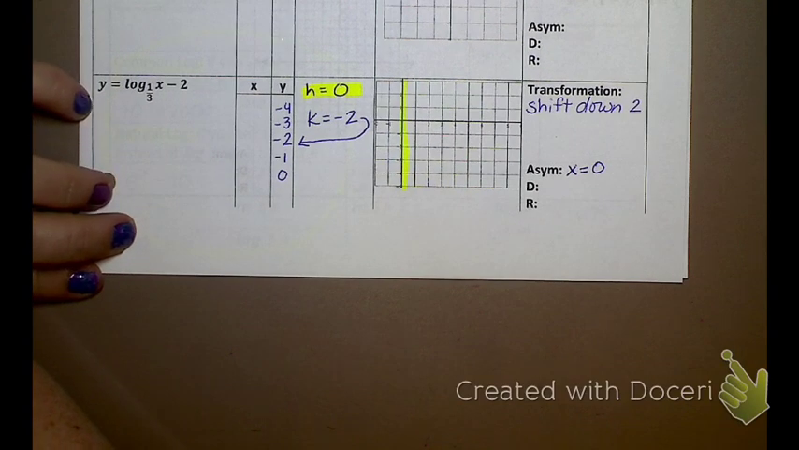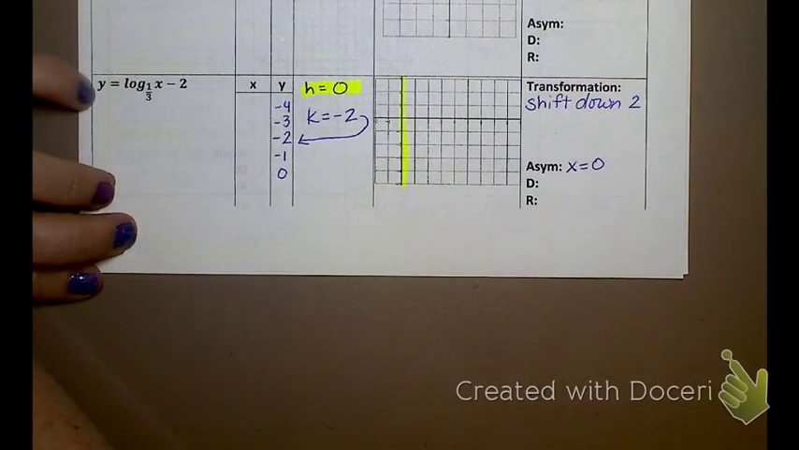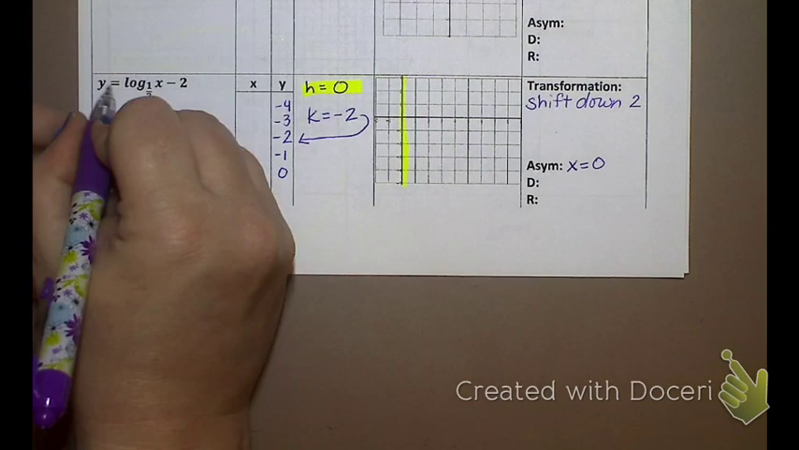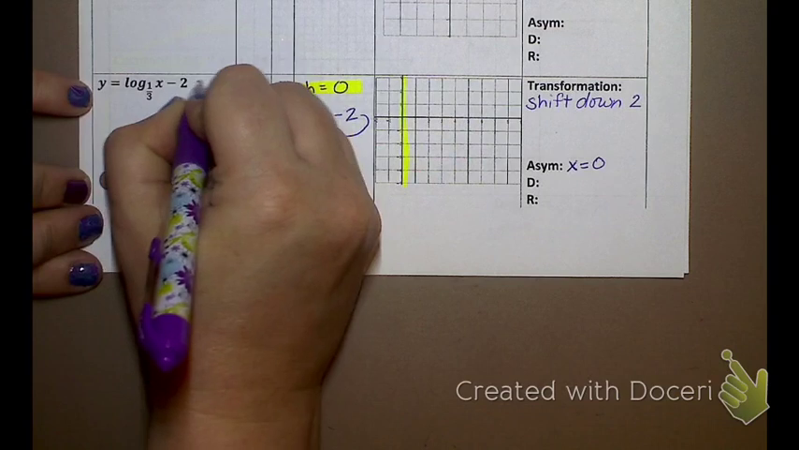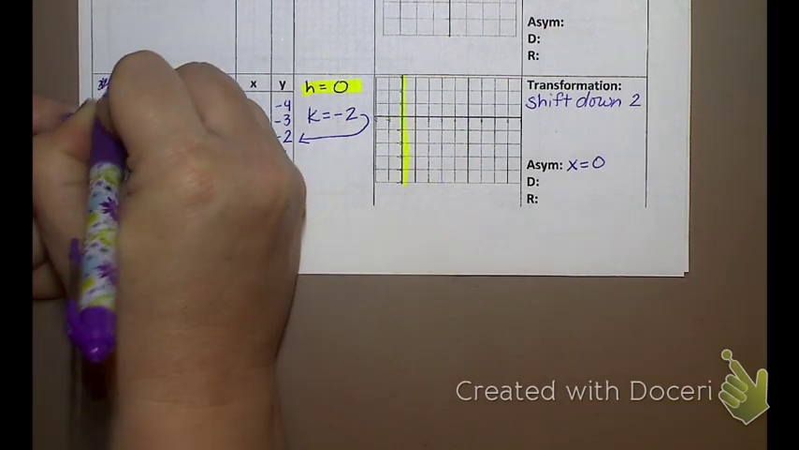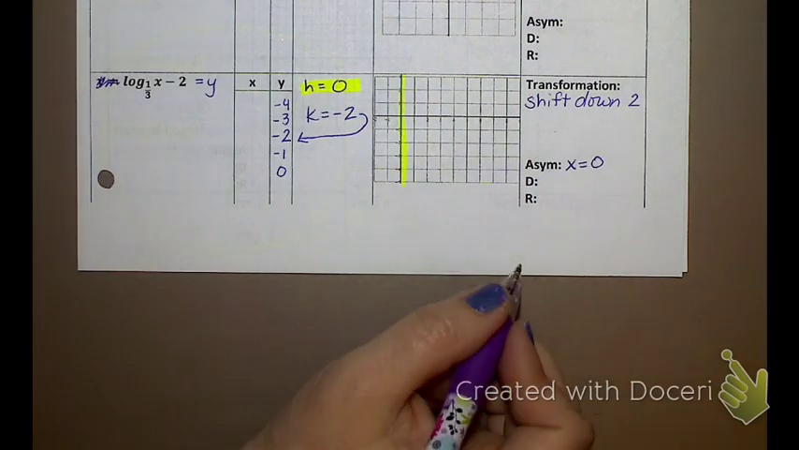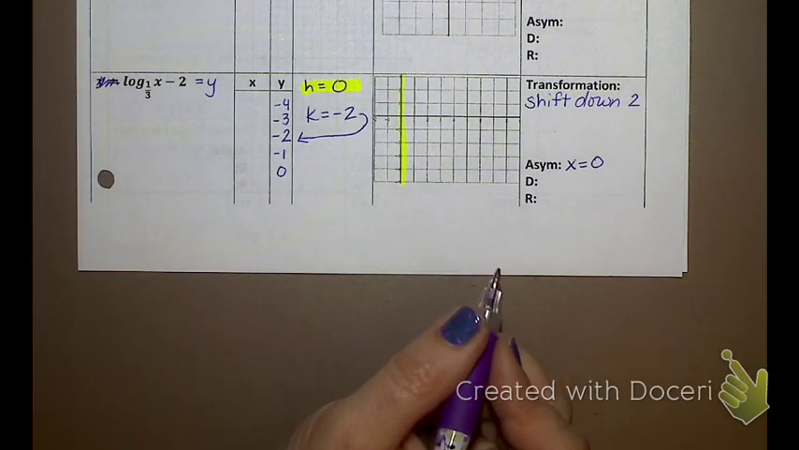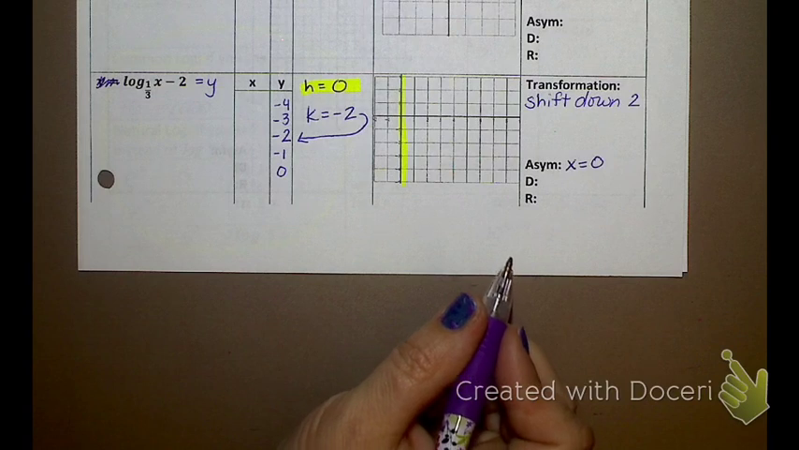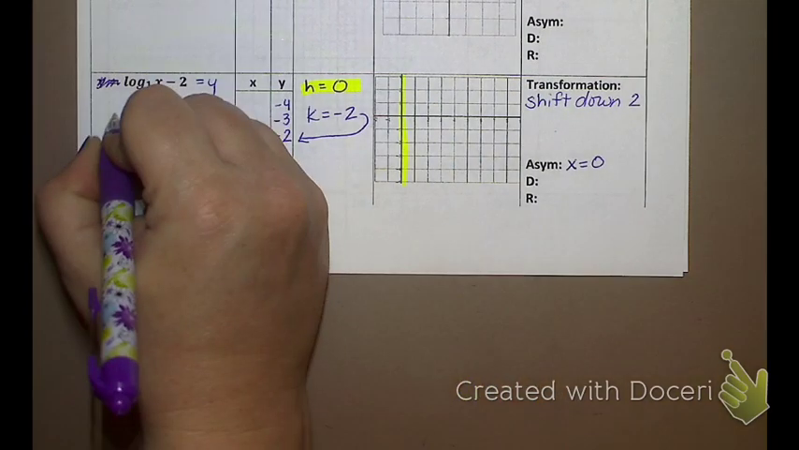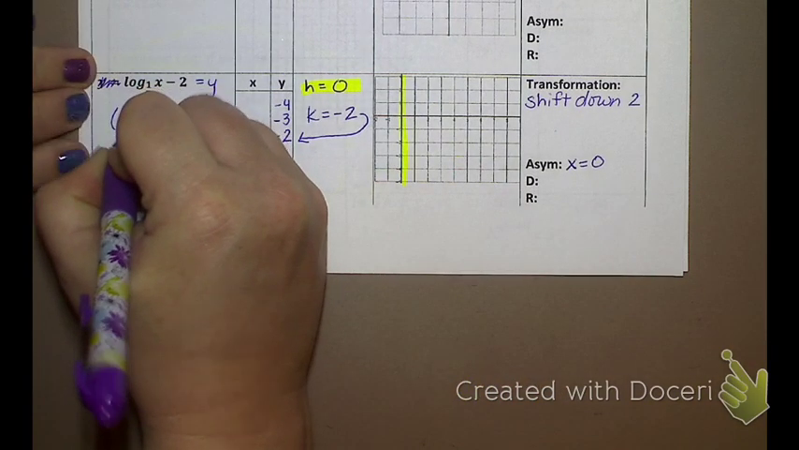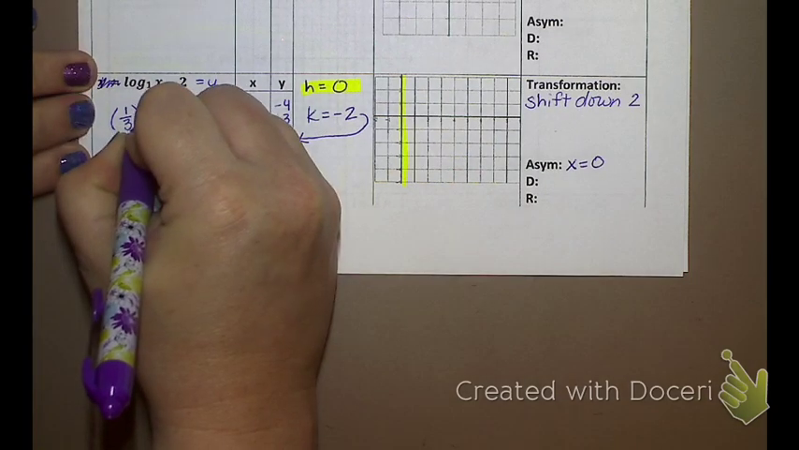Now, do I start plugging it in? I cannot plug in until I rewrite in exponential form. So, again, my log is not on the left, so I'm going to go ahead and write the equals y over here just to keep myself from getting confused. And what would this be in exponential form? 1/3 what? 1/3 to the y plus 2.